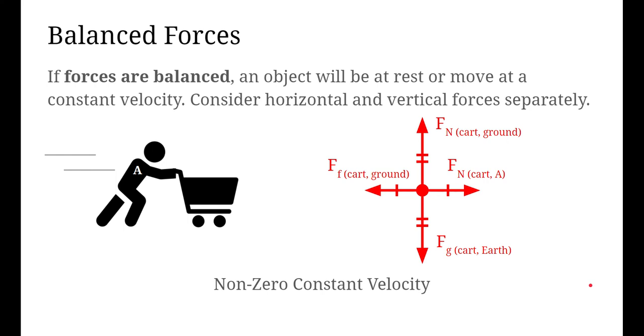The second example on your notes is for this person pushing the shopping cart, and so you can see that they are moving. But as you draw this force diagram, you'll notice that it's very similar to the force diagram on the previous slide, and that is because the amount of normal force provided by person A on the cart is equal to the amount of friction force felt between the cart and the ground. And so because these forces are balanced, once again, this cart is going to have a constant velocity.